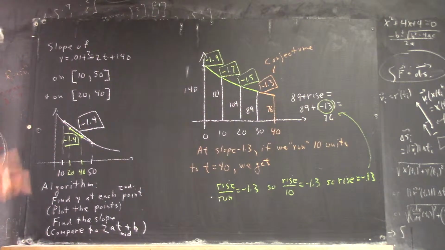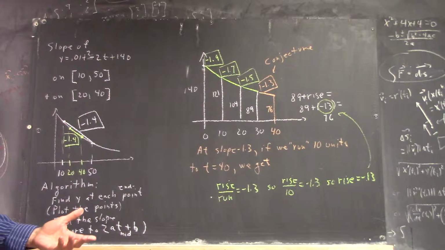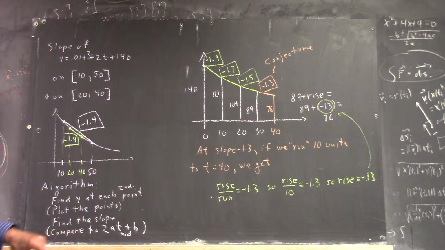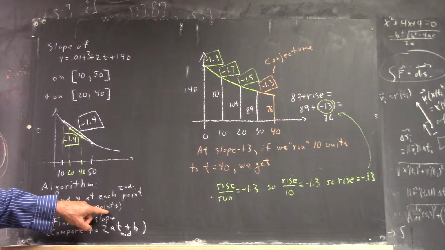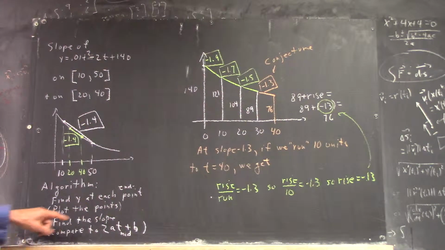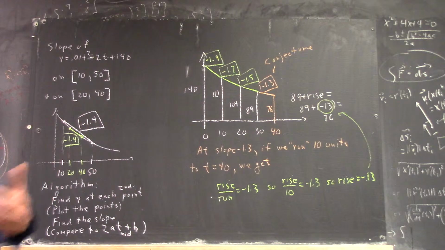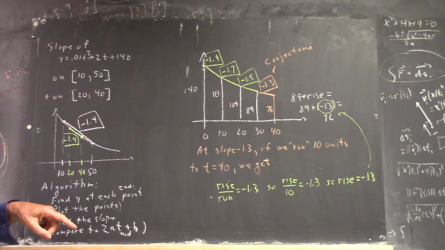Okay, so yeah, it's a big deal. We took quite a bit of time on it, but it's a big deal, so you really want to lock it in. Now, I have an algorithm for calculating this, although it's really pretty obvious. How do you calculate the slope on an interval? Well, you find y at each endpoint of the interval. Then you plot the points, which is optional, because you can find the slope whether you've actually plotted them or not, but it's a good idea to plot them because it reinforces what you're doing. You got a visual picture of what you're doing, not just numbers on a piece of paper.